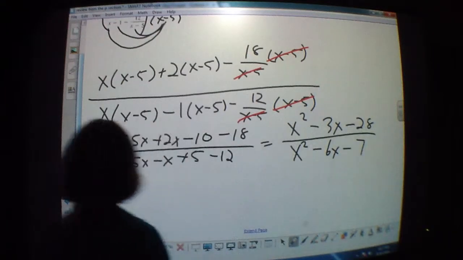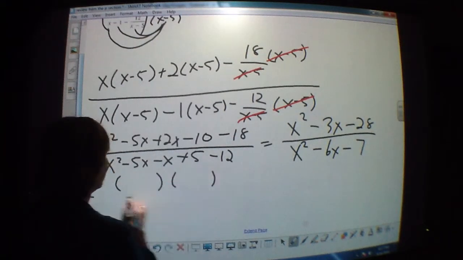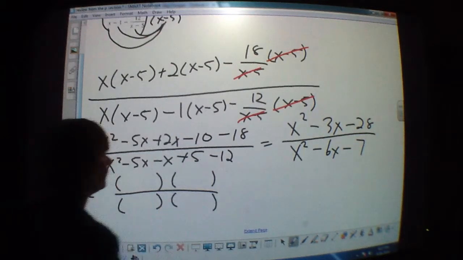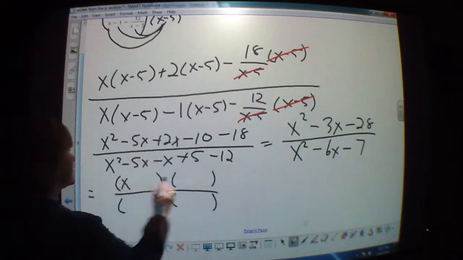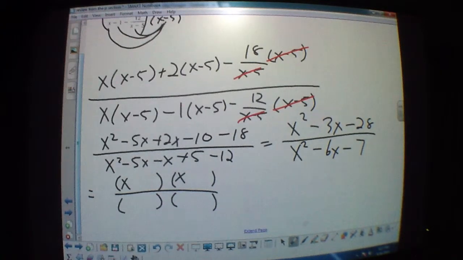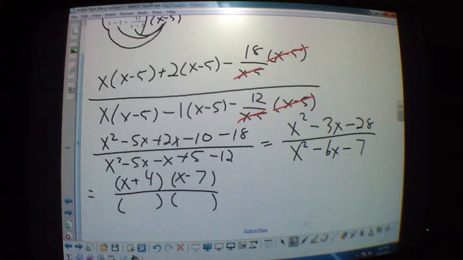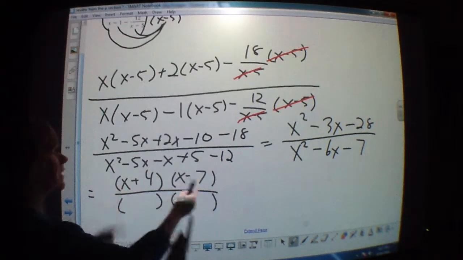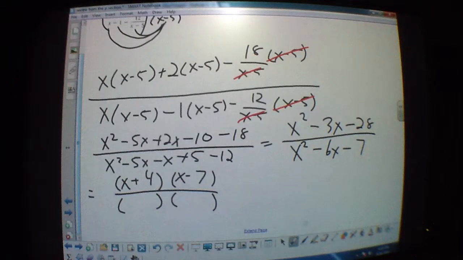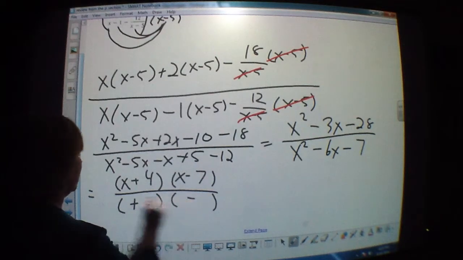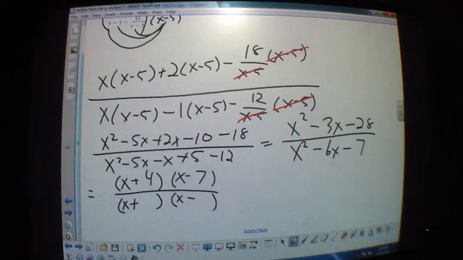Let's see if we can factor the numerator. Let's see if we can factor the denominator. I know this is an x and this is an x. I know one will be plus and one will be a negative, if it can factor. So is it 1 and 28, 2 and 14, 4 and 7? It looks like 4 and 7 might work. 4x minus 7x is negative 3x. Here again, it's a plus and a minus with your x's. 1 and 7 is the only thing that could work, and it looks like it does.